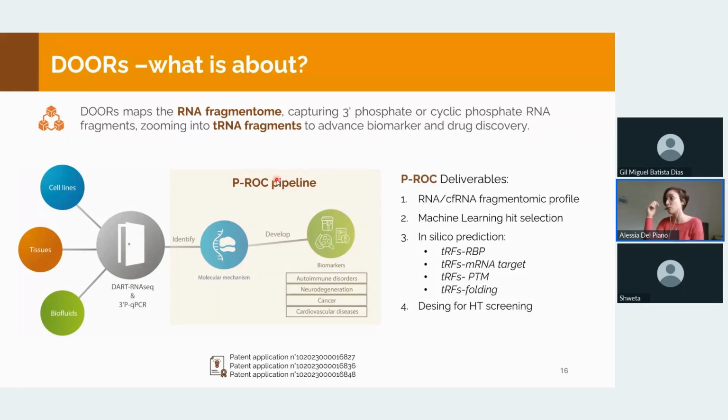In particular, with PROC, we are able to have a whole fragmentomic profile, but it also includes a machine learning module for hit selection and in silico prediction of tRNA fragment functions, such as complementarity with mRNA targets, presence of post-transcriptional modification, and folding. Then, once the hits are selected, we can design primers specific for our tRNA fragments of interest for a high throughput screening by qPCR.